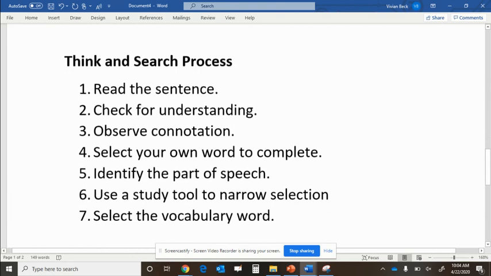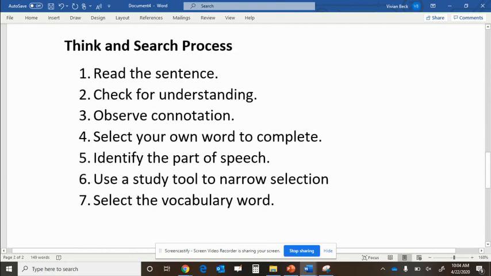Okay? So here is the process. Remember, it's actually a 7-step process. I'm going to let you read through that because that should be very familiar to you. Go ahead and read through that and see if you can reconnect with what we've done in the past.